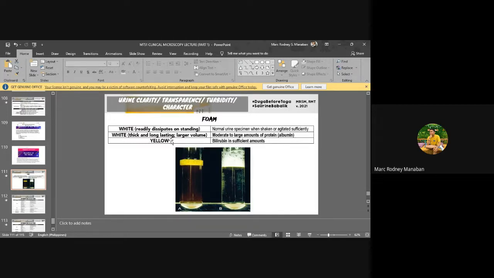And of course, yellow foam, bilirubin. As you can see, yellow ang foam and ang urine mismo, dears, lain na gyud yung color. Meron na siya brown na medyo yellow orange ganun. All right? So again, aside from bilirubin, kinsa tong tambal na maka-yellow foam pod, phenazopyridine.